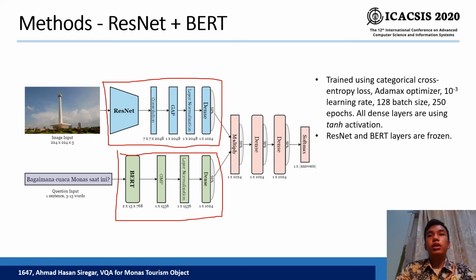This method is trained using the same configuration, with the differences being 128 batch size and 250 epochs. The ResNet and BERT layers are frozen.